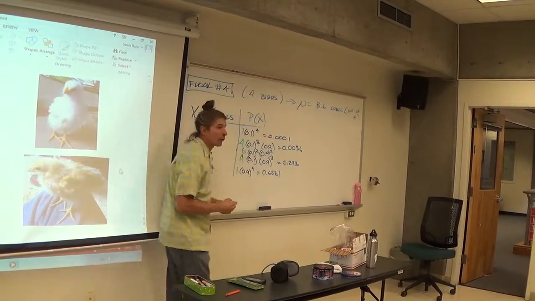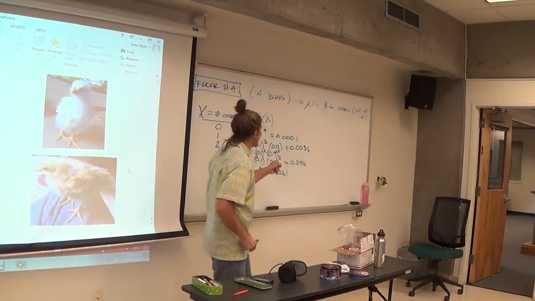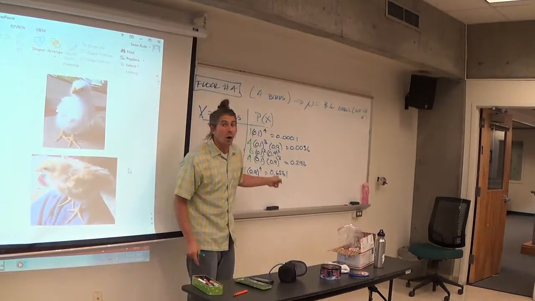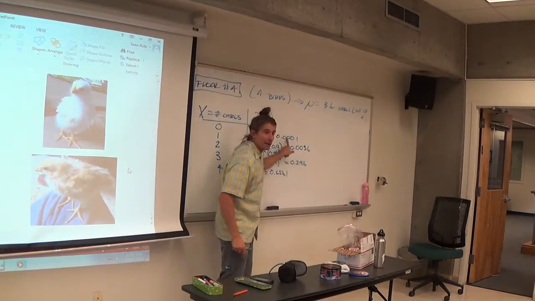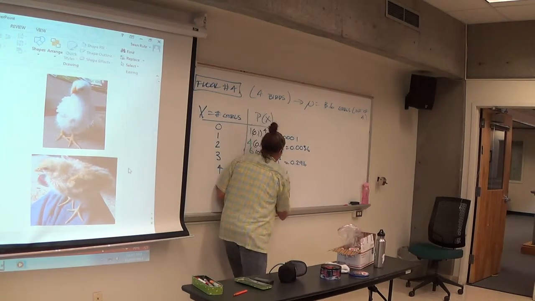Now, the proof is in the probability. Let's see if it works out, because we know what that has to be. We know the other four, right? So we know, added together, it has to add up to 100%. We know that.